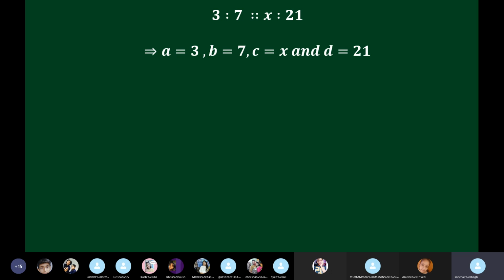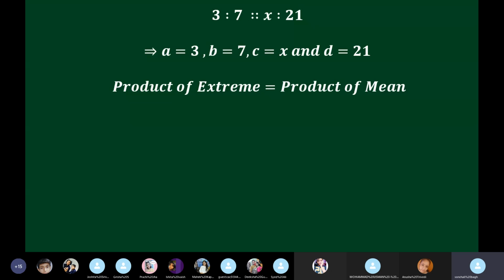The first step is clear? Any confusion? Now what do we do? We will write the formula: product of extremes is equal to product of means. Which are the extreme terms? Ma'am, 3 and 21.